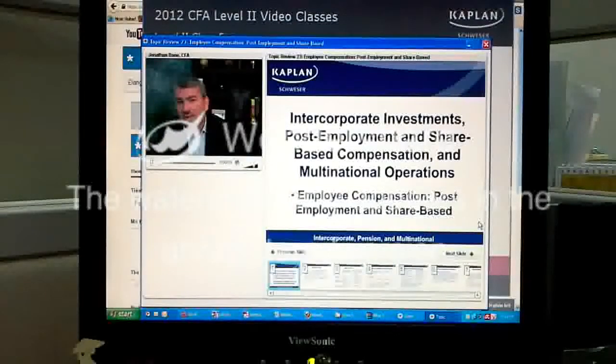Welcome to our reading on employee compensation, post-employment and share-based. Now, of course, post-employment just really means, in particular, pension accounting. Pension accounting is one of the topics that probably ranks as one of the hardest conceptually to understand in all of the CFA syllabus, and I'm talking about levels 1, 2 and 3 here. Certainly causes students a lot of conceptual difficulties, so expect this one to be a little bit of a battle.